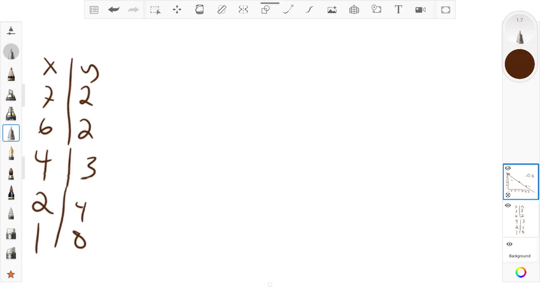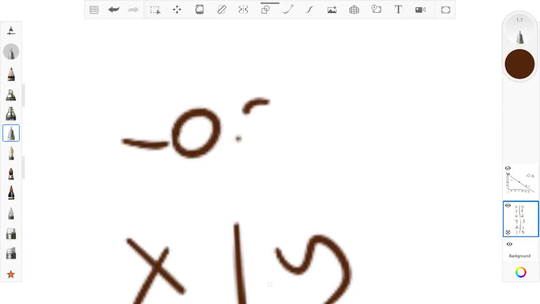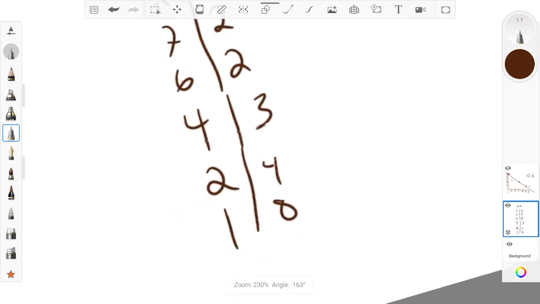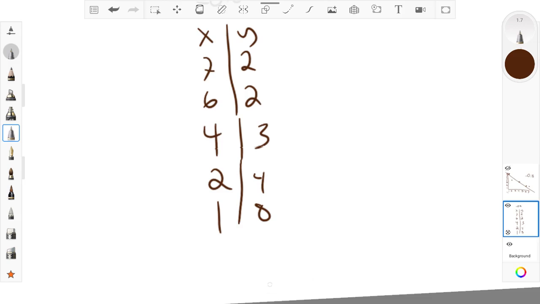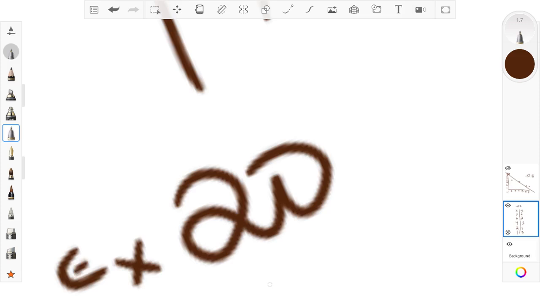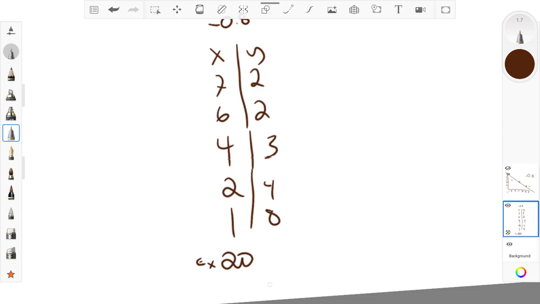Now let's actually see if that is correct, which I'm just going to write up here. To start out with, we find our sum of x. So 7 plus 6 is 13, plus 4 is 17, plus 2 is 19, plus 1 is 20. For our y, it's 2 plus 2 is 4, plus 3 is 7, plus 4 is 11, plus 8 is 19.